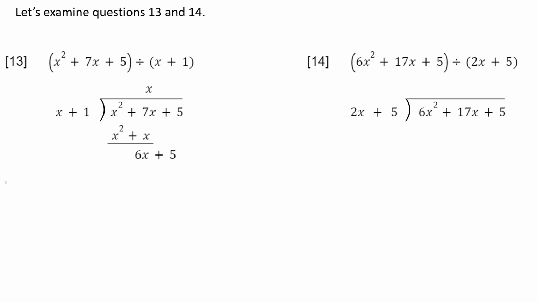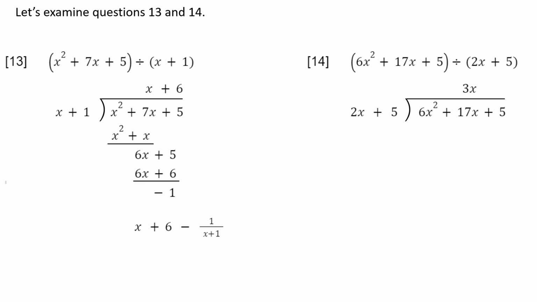X times something has to get me a 6x. I'm thinking it's going to be a positive 6. X times 6 is 6x. And then 1 times 6 will make that 6. Time to subtract. 5 subtract 6 is negative 1. So I've got an answer of x plus 6 minus 1 over x plus 1, right? Because the remainder was a negative 1, so I got to use a subtraction. The 1 is the numerator. We were dividing by x plus 1, so that's the denominator.